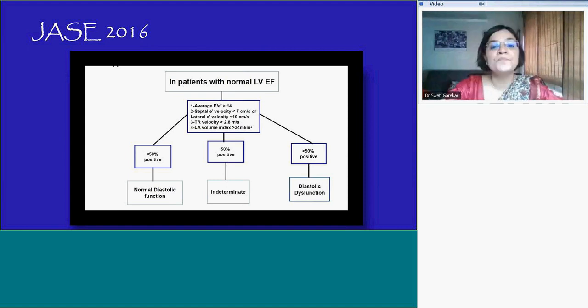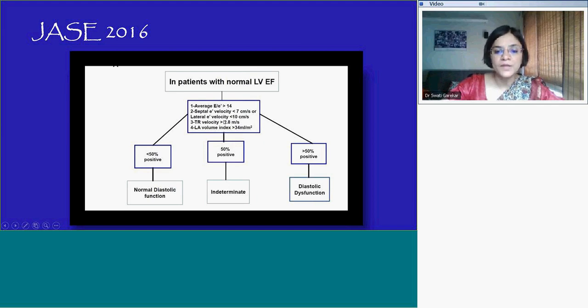So, the flow charts that Jay's employed. Please, once this lecture is done, go back and look at these and stick them up in your echo lab. First, find out if your ejection fraction is normal or not. If your EF is normal, these four things: E by E prime, and the E prime by itself for the septum and the lateral wall. The third is the TR velocity, which reflects the PA pressure, whether it's pulmonary hypertension or not. And fourth is the left atrial volume.